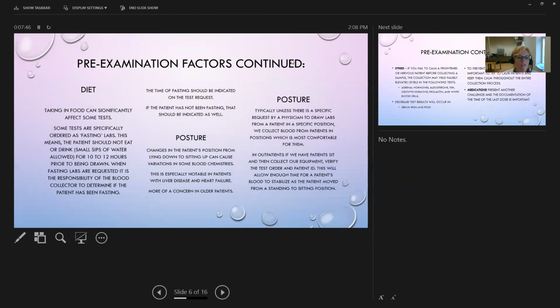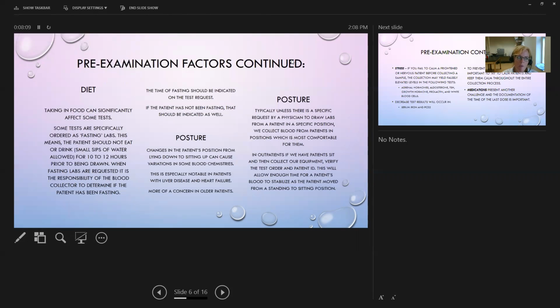Other pre-examination factors are diet. If a test is ordered as fasting, the patient should not eat or drink for 10 to 12 hours, and it's usually 12 hours prior to the test being drawn. They are allowed small sips of water. Again, it's your responsibility to determine if the patient has been fasting, and you need to note on there 12-hour fast, 14-hour fast, 16-hour fast.